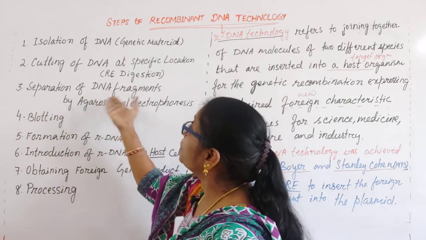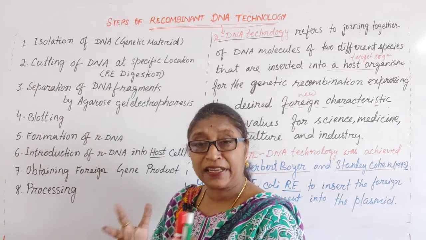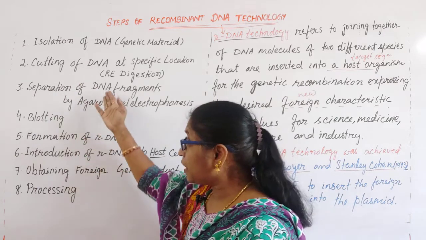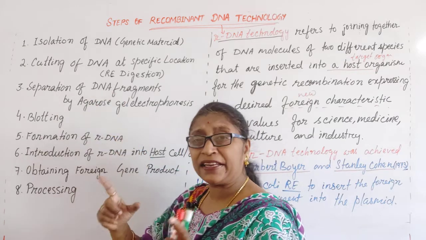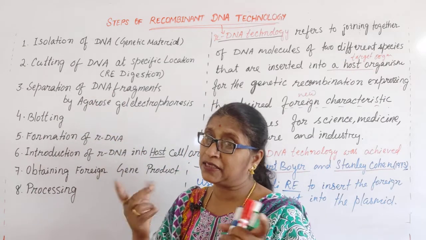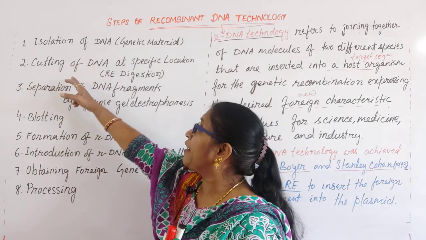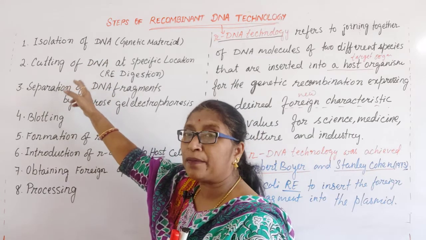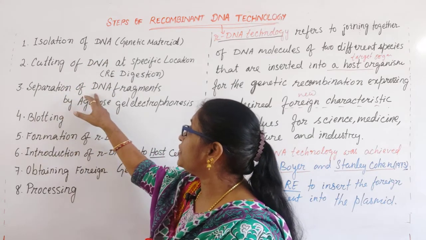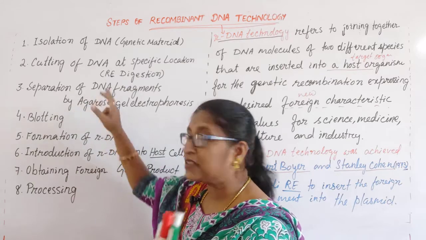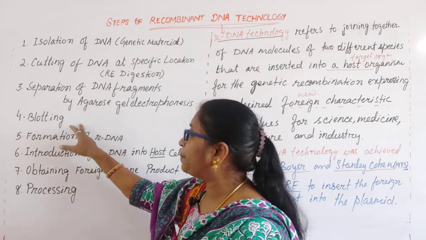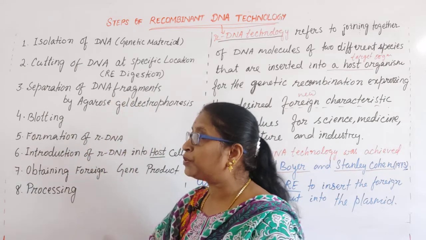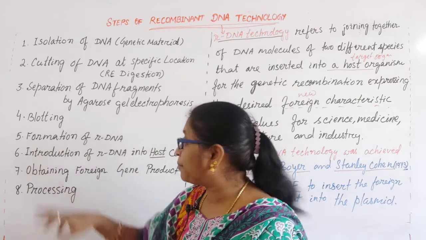And the separation of DNA fragments, here the DNA is cut into pieces to get the desired DNA segment of the foreign DNA as well as the plasmid. Isolation of the vehicle and passenger DNA, cutting of the vehicle and passenger DNA, then separation of the DNA fragments of the passenger DNA, then blotting for the passenger DNA, meaning transferring these fragments onto a nylon membrane.